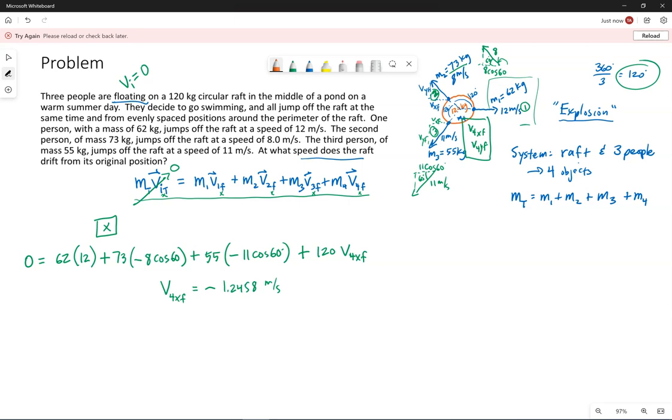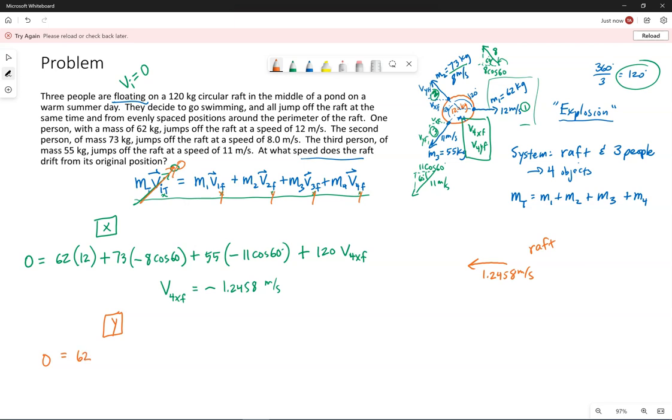To find the y component, I'm going to draw for the raft. I now know it's headed to the left this fast. So this is my x component of the raft's velocity. To figure out if it has a y component, we need to go through conservation of momentum again. We still have zero momentum to begin with in the y direction, but now I'm going to look specifically at y components for all these velocities.